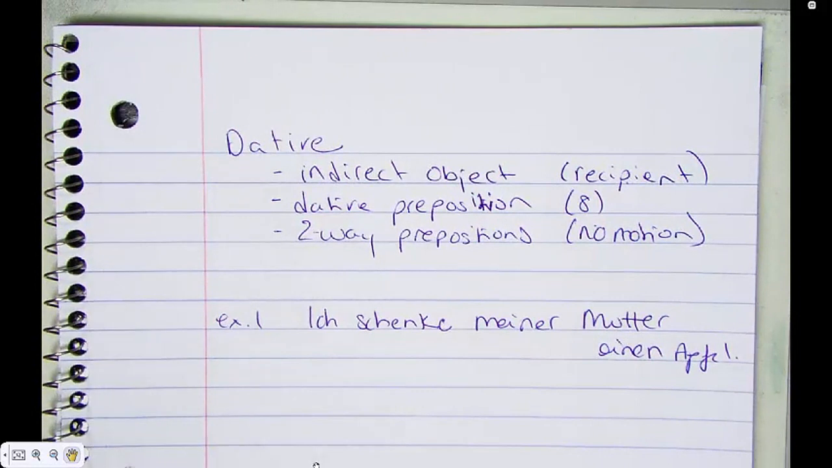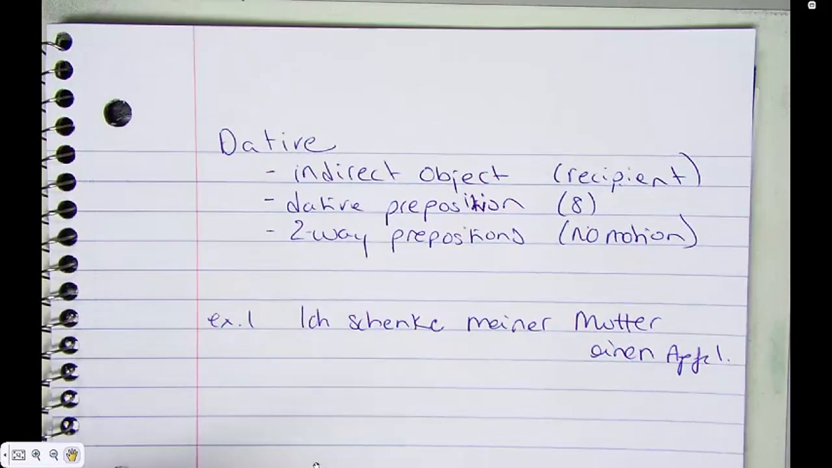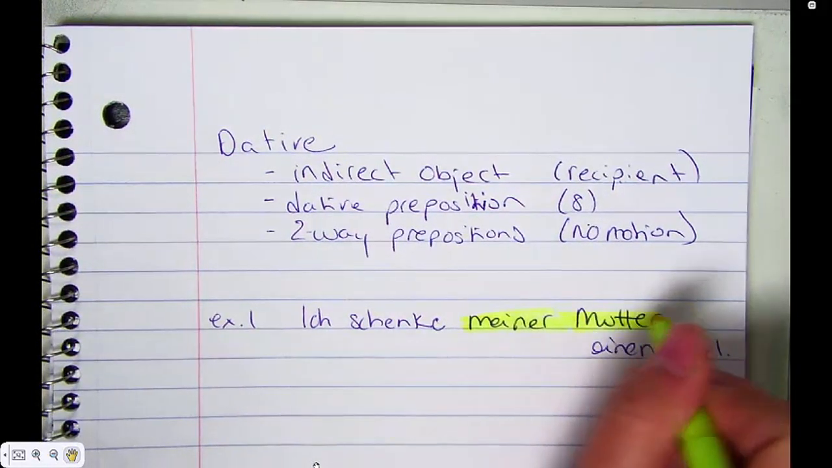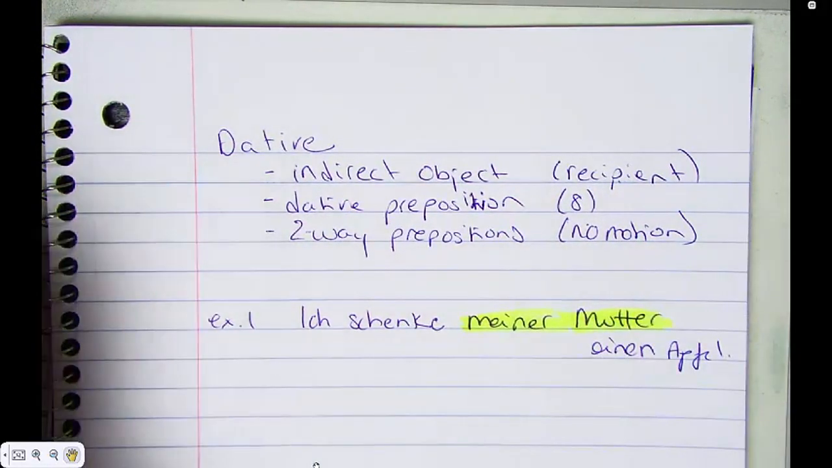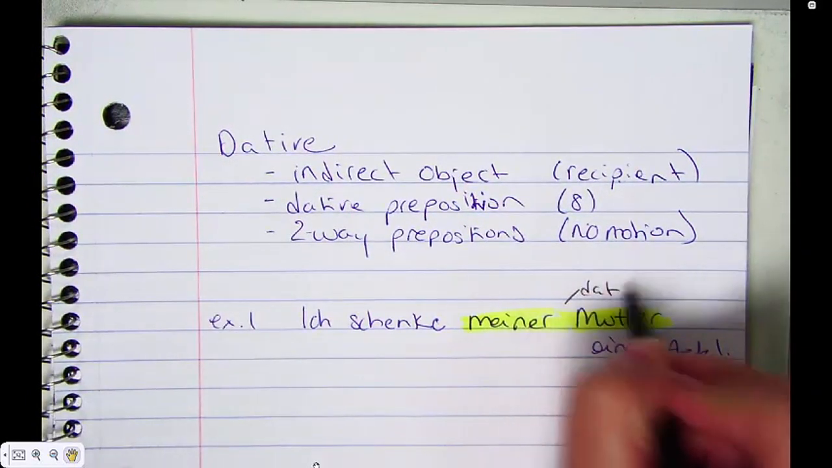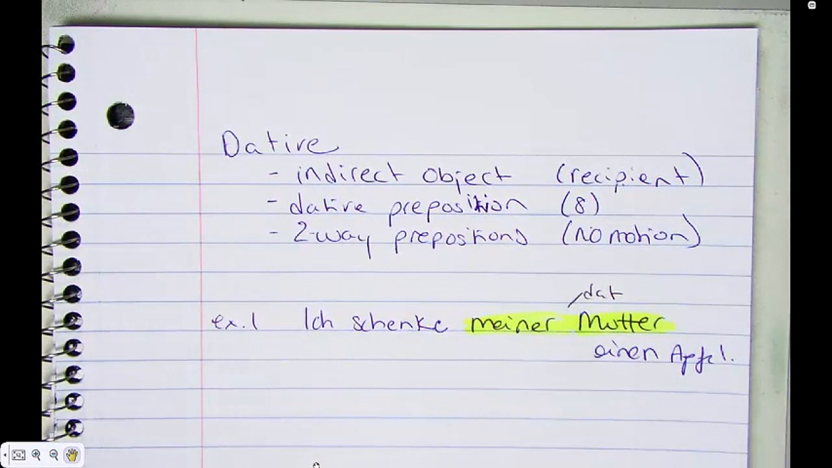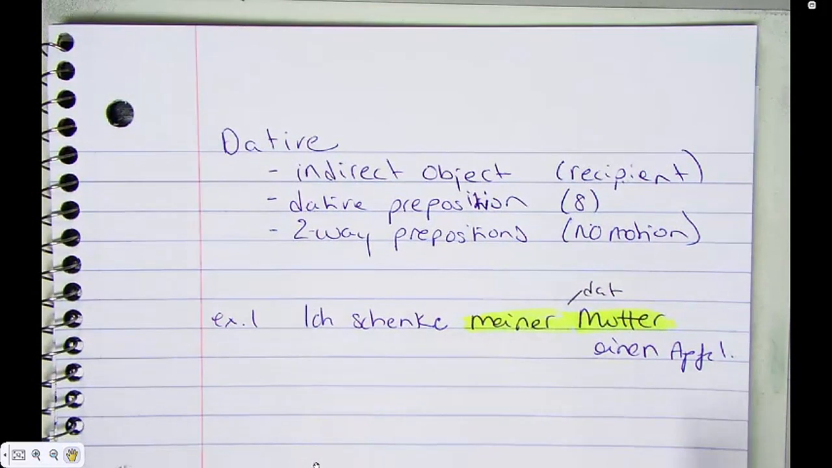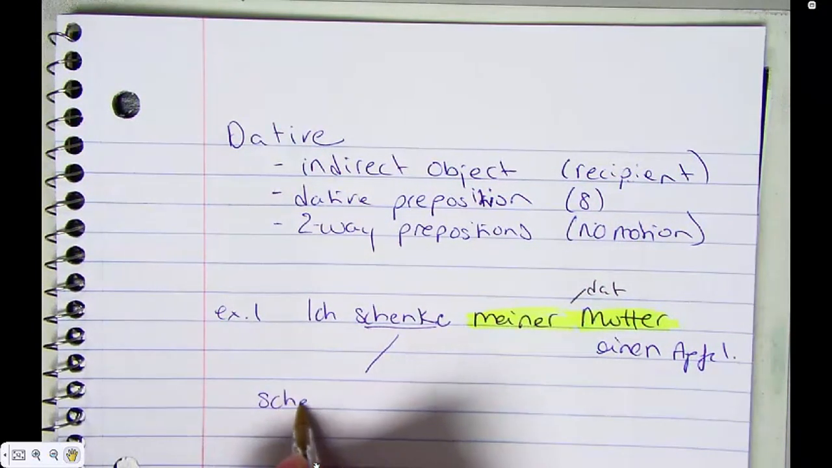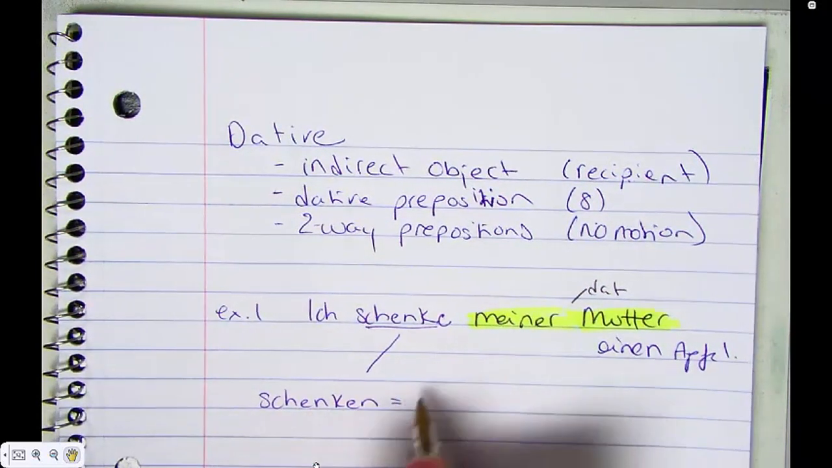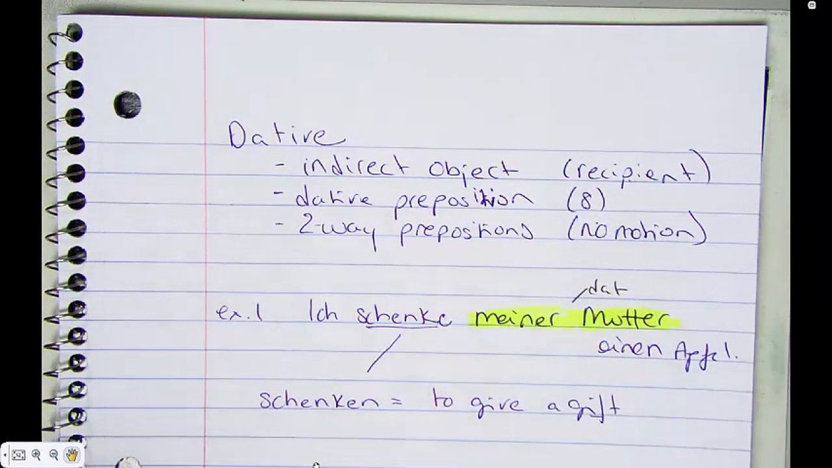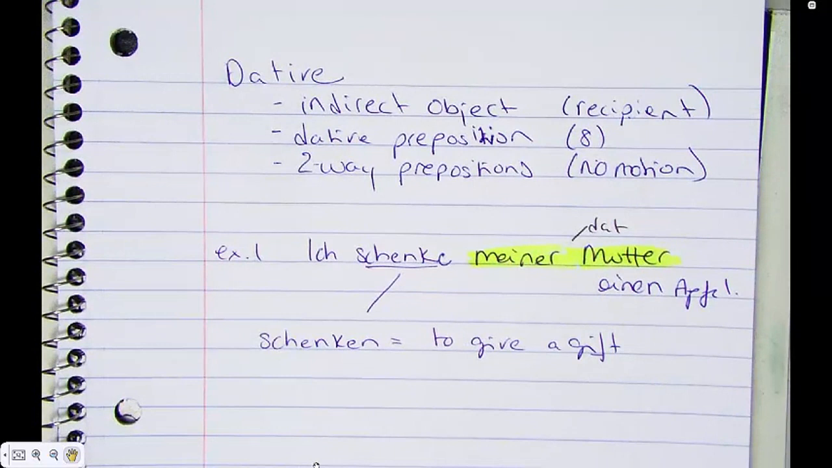Ich schenke meiner Mutter einen Apfel. So in this case, we've got meiner Mutter. So she's the recipient in this case. So thus she is in dative case. Indirect object, dative case. Okay. Of course, in that you have schenke. So schenken, to give a gift.